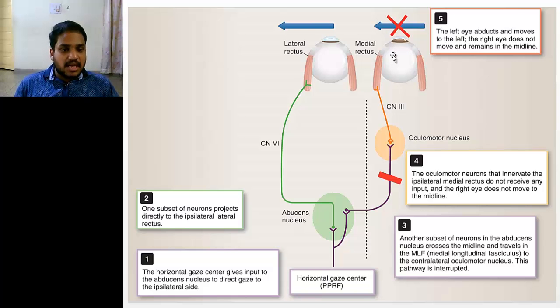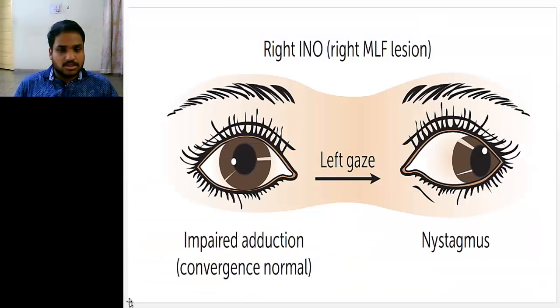That is called internuclear ophthalmoplegia. So this is how the person would look. The person wants to look to his left side, so the left eye is abducting, but the right eye remains in the midline. It is not moving, because the medial rectus is not working. This is due to a right medial longitudinal fasciculus lesion, and it is called right internuclear ophthalmoplegia, because the right eye is not moving. There is impaired adduction. Clear?